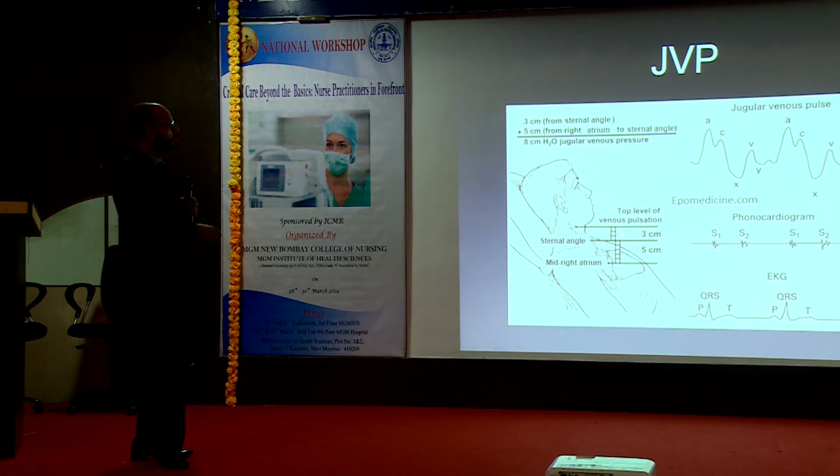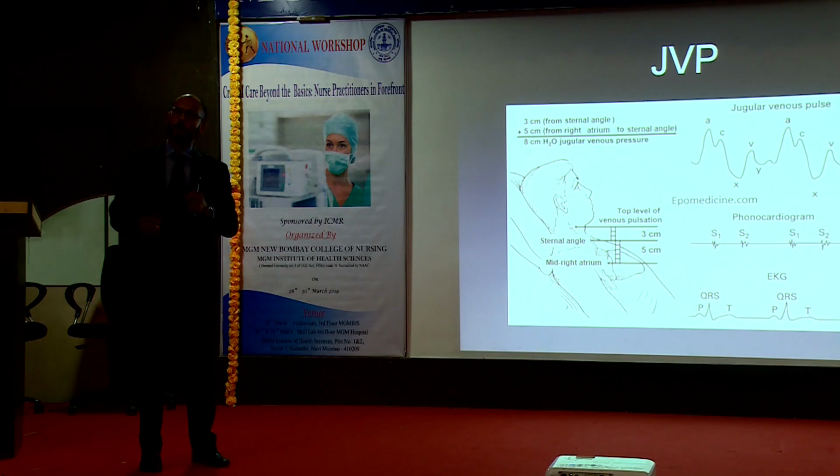the depth from the sternum to the middle of the atrium. So this 5 centimeters you have to add, and this 3 centimeters. So that is 8 centimeters of water, of jugular venous pressure. What is normal? Roughly about 9 or 10 centimeters of water. Okay? Fine. Again, the same things, A, C, V, X, Y, S1, S2, and the ECG in relation.